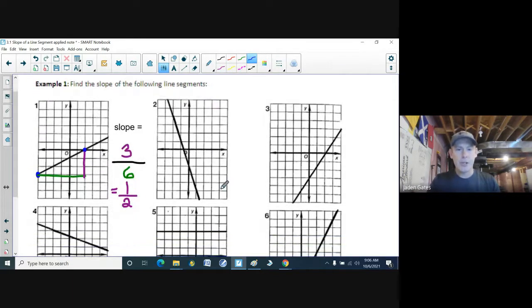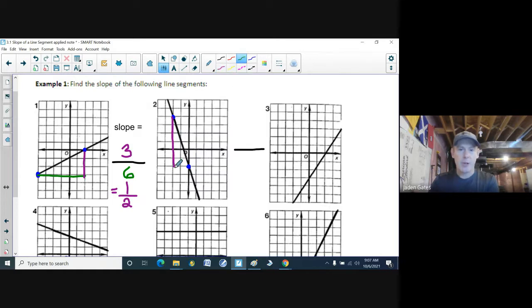If I get to number 2 here, again, I need to find 2 nice points. I see one right here that I know exactly what it is. No decimals. Here's another one. All right, so now again, I'm going to find my slope by finding the rise over the run. And it doesn't matter which order you do it in, as long as you go from one point to the other. You don't switch. And so in this case, I'm going to move down.